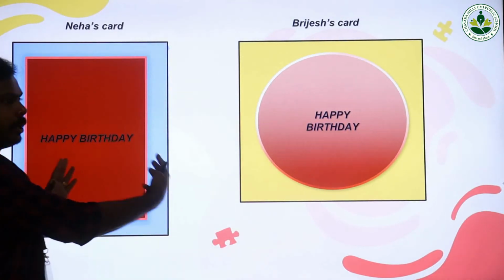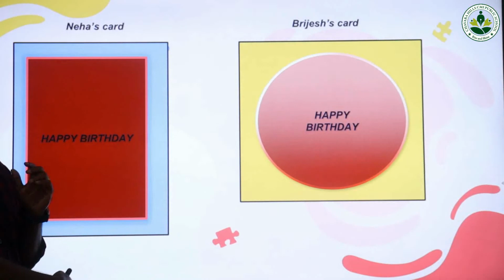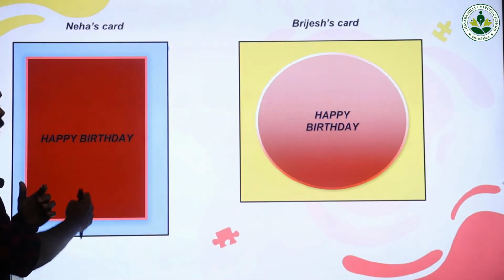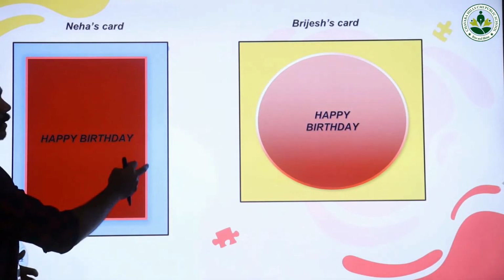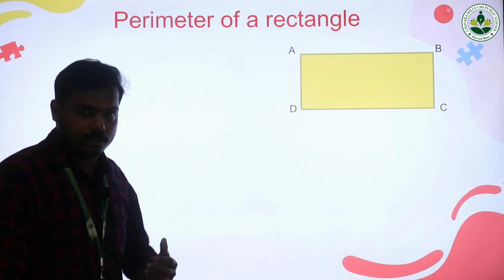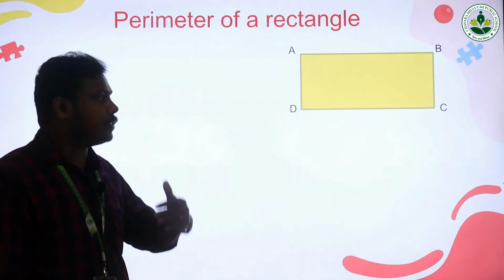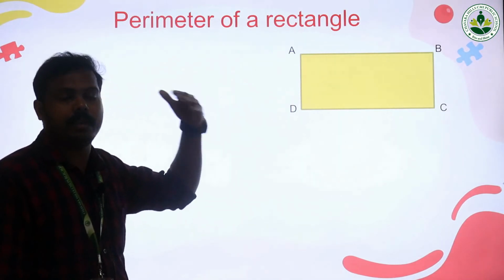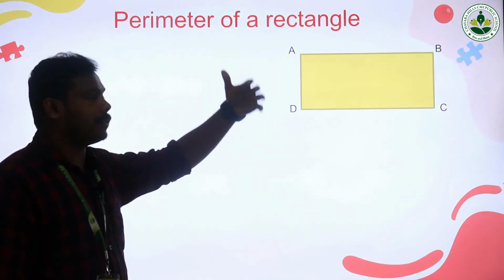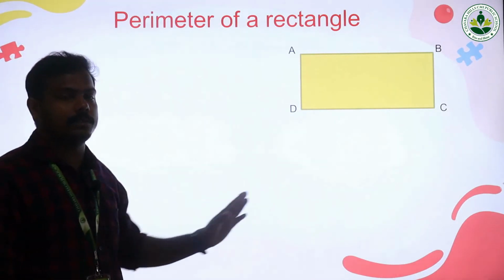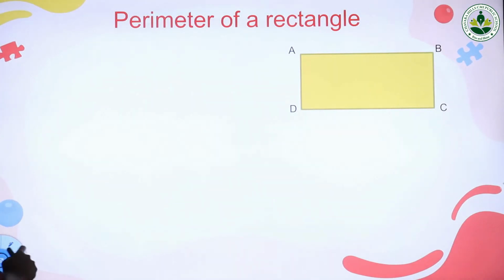First we need to find out the perimeter of this rectangular shaped card, Neha's card. That is a rectangular shaped card, so we need to find out the perimeter of a rectangle. How will you find the perimeter? Perimeter means the total length of the sides of a shape.